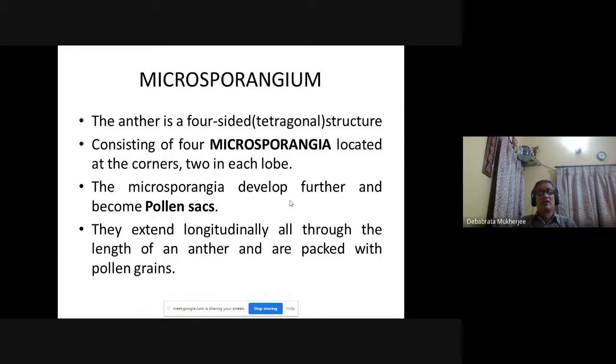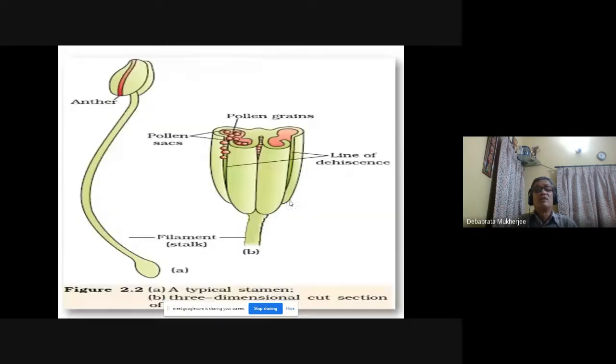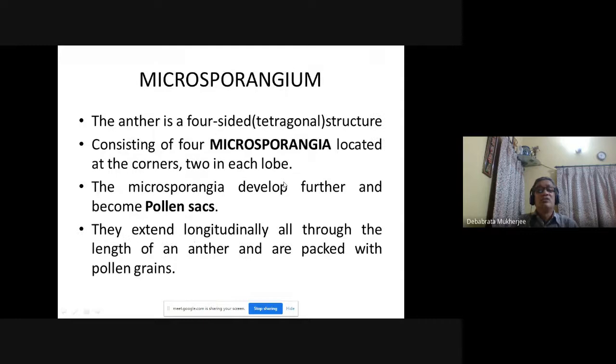Next we are talking about the microsporangium. The anther is four-sided, a tetragonal structure. There are four microsporangia located at the corners, which I have shown you in this picture, which is very clear: four-sided, with four in the corners. The microsporangia develop further and become the pollen sacs. They extend longitudinally all through the length of an anther and are packed with pollen grains.